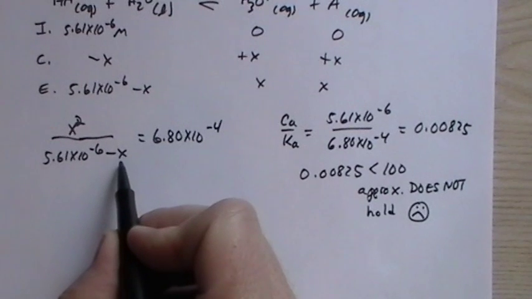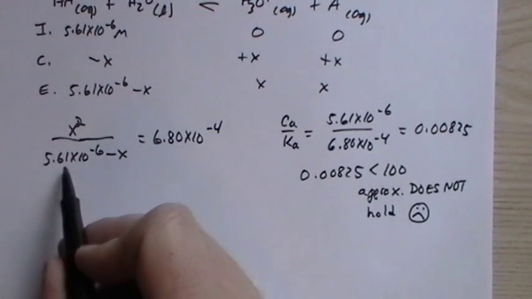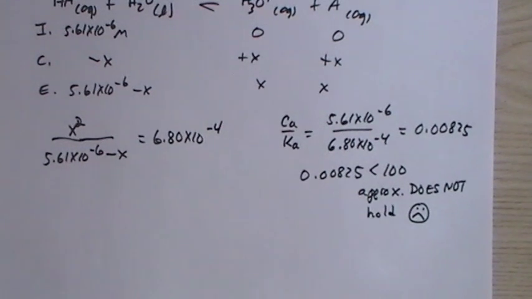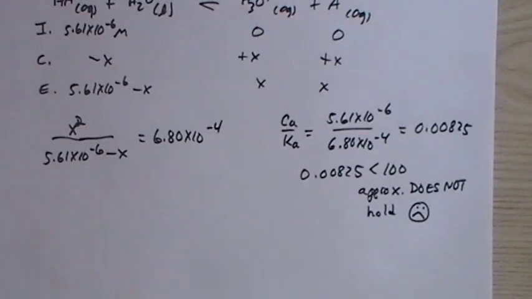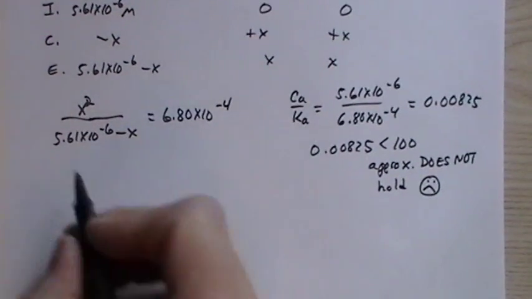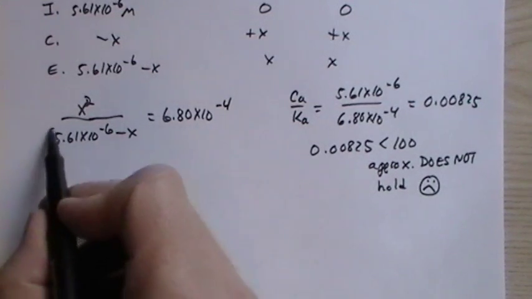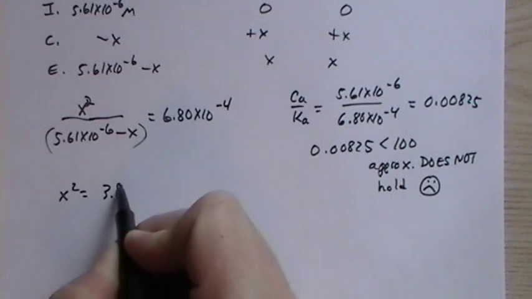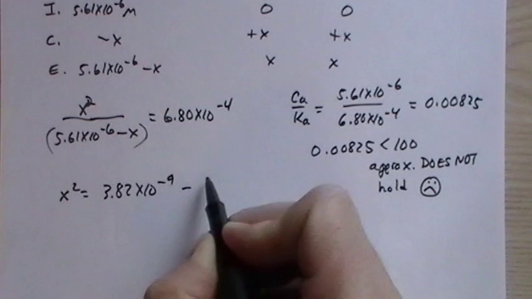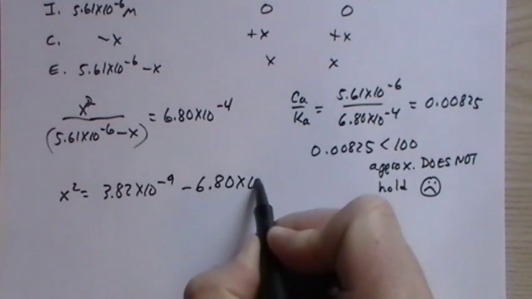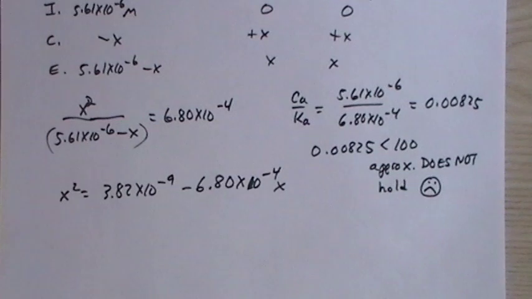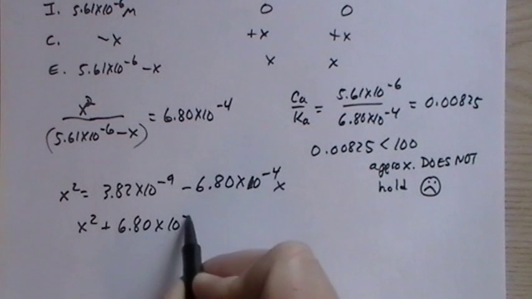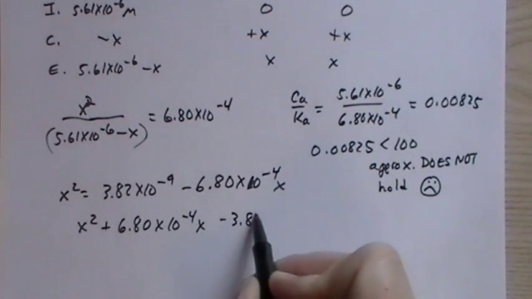So this x cannot be removed. If we removed it, we'd find that x is a very good portion of this number. It has to be less than it, but it's going to be a large enough portion that if we get rid of it, we'll be way off in our answer. So we're going to cheat a little bit. We expand this out. We multiply both sides by the denominator. We end up with x squared is equal to 3.82 times 10 to the minus 9 minus 6.80 times 10 to the minus 4 x. Rearranging, we get x squared plus 6.80 times 10 to the minus 4 x.